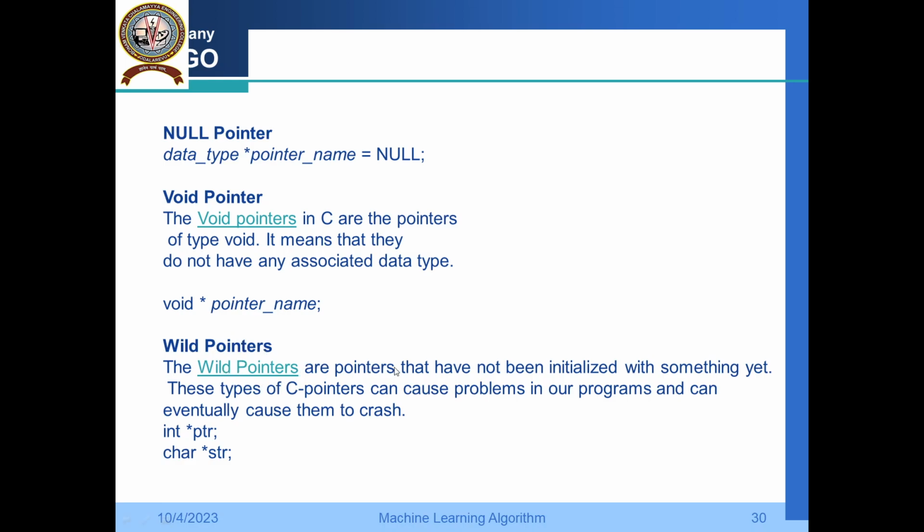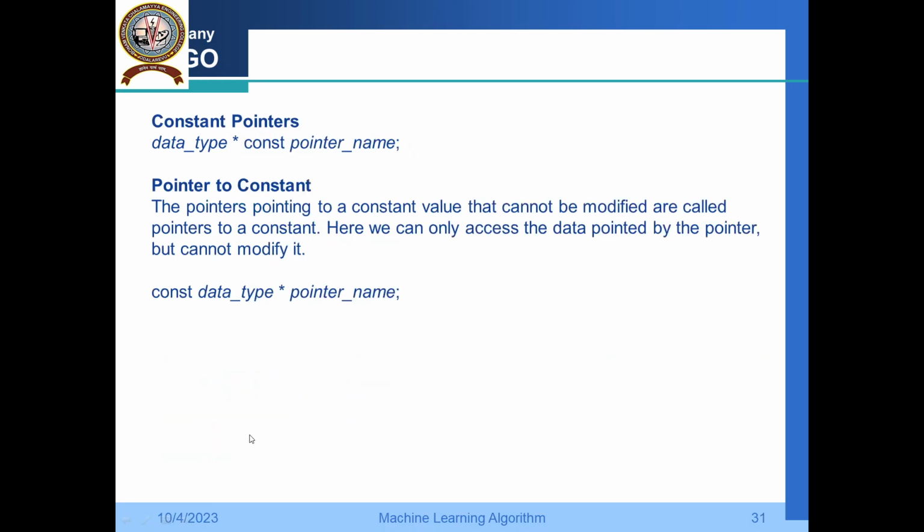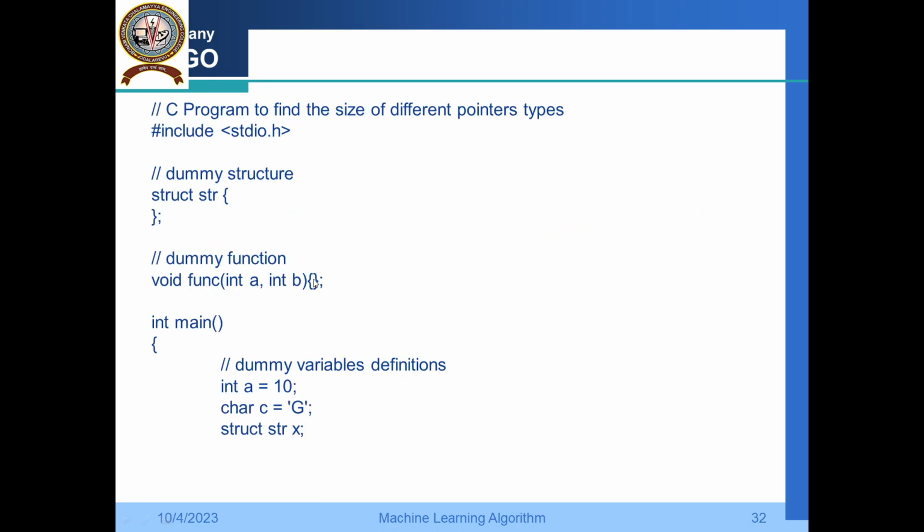Wild pointers are pointers that have not been initialized with anything yet, and these types of C pointers can cause problems in our programs and can lead to a crash. Then another type is constant pointers, data type *const pointer name, and pointer to constants. Go through all of these and you will understand them.